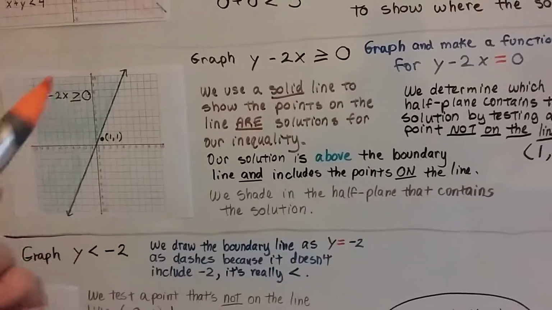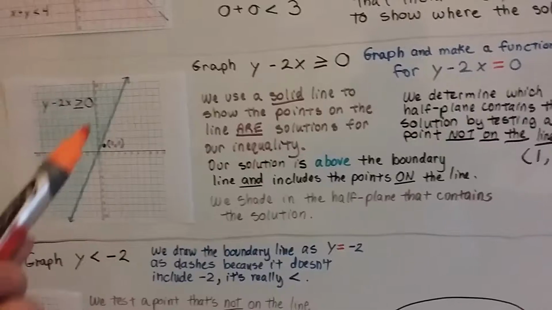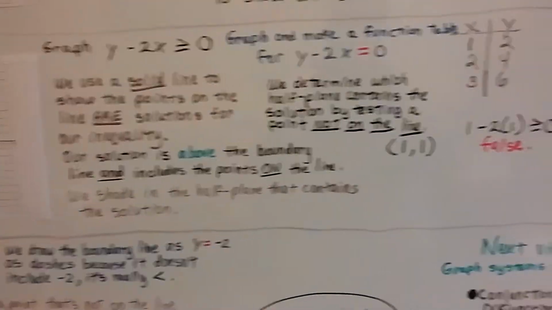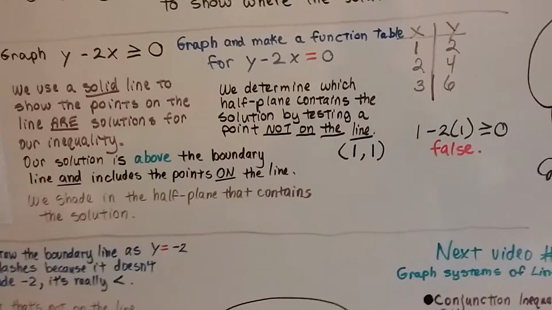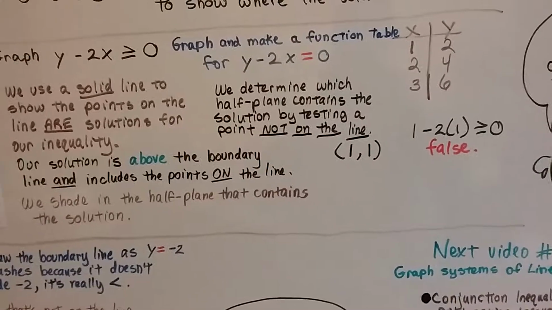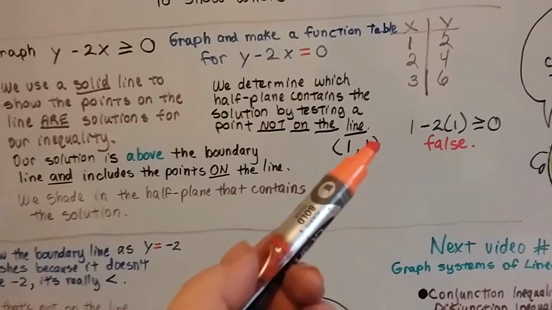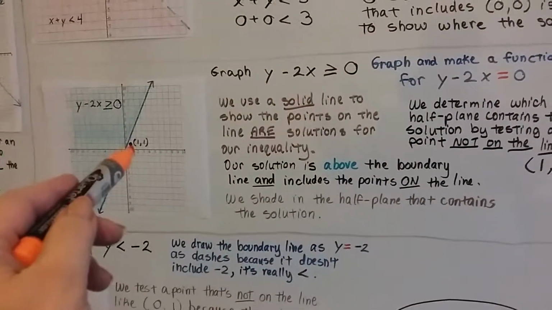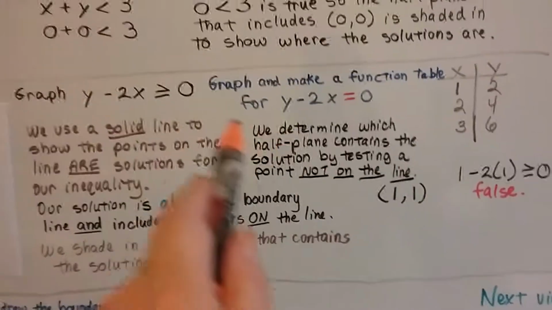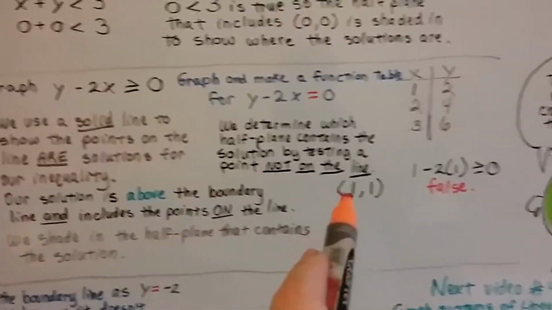So we shade in that half plane that contains the solution, okay? We can determine which half plane contains the solution by testing a point not on the line, like 1, 1. And we put a dot at 1, 1, and then we plug in 1, 1 into this to see if it's true.